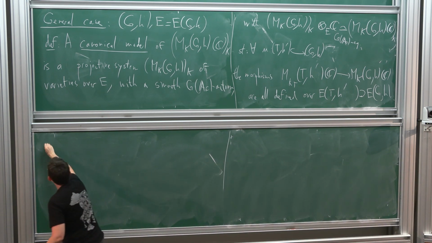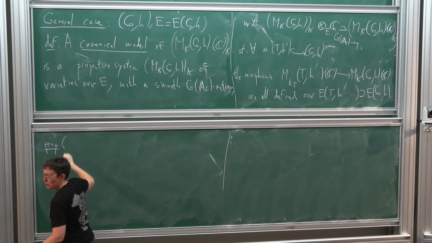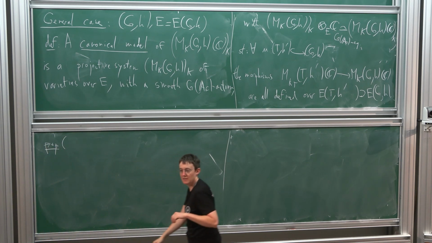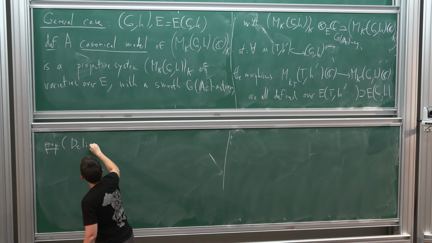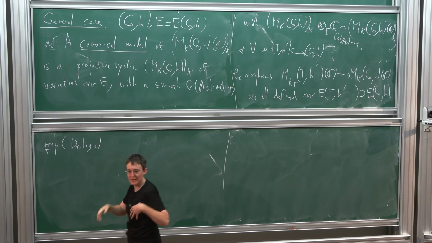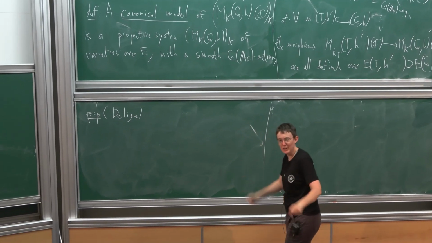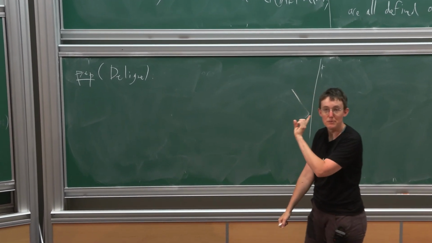What Lyon proved is that special points are dense in Shimura varieties, and that, and also the fact that you can define them over big enough fields, implies that canonical models are automatically unique.